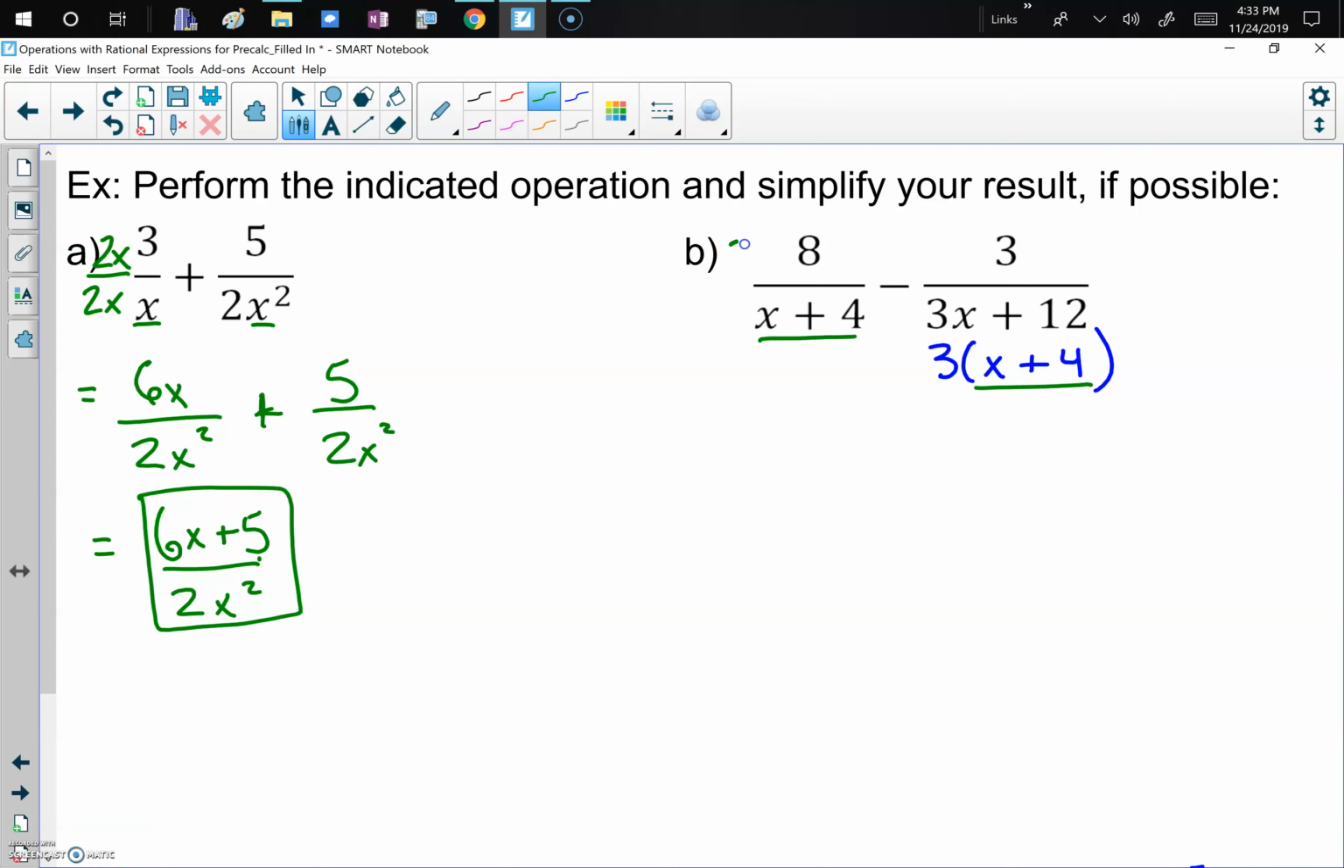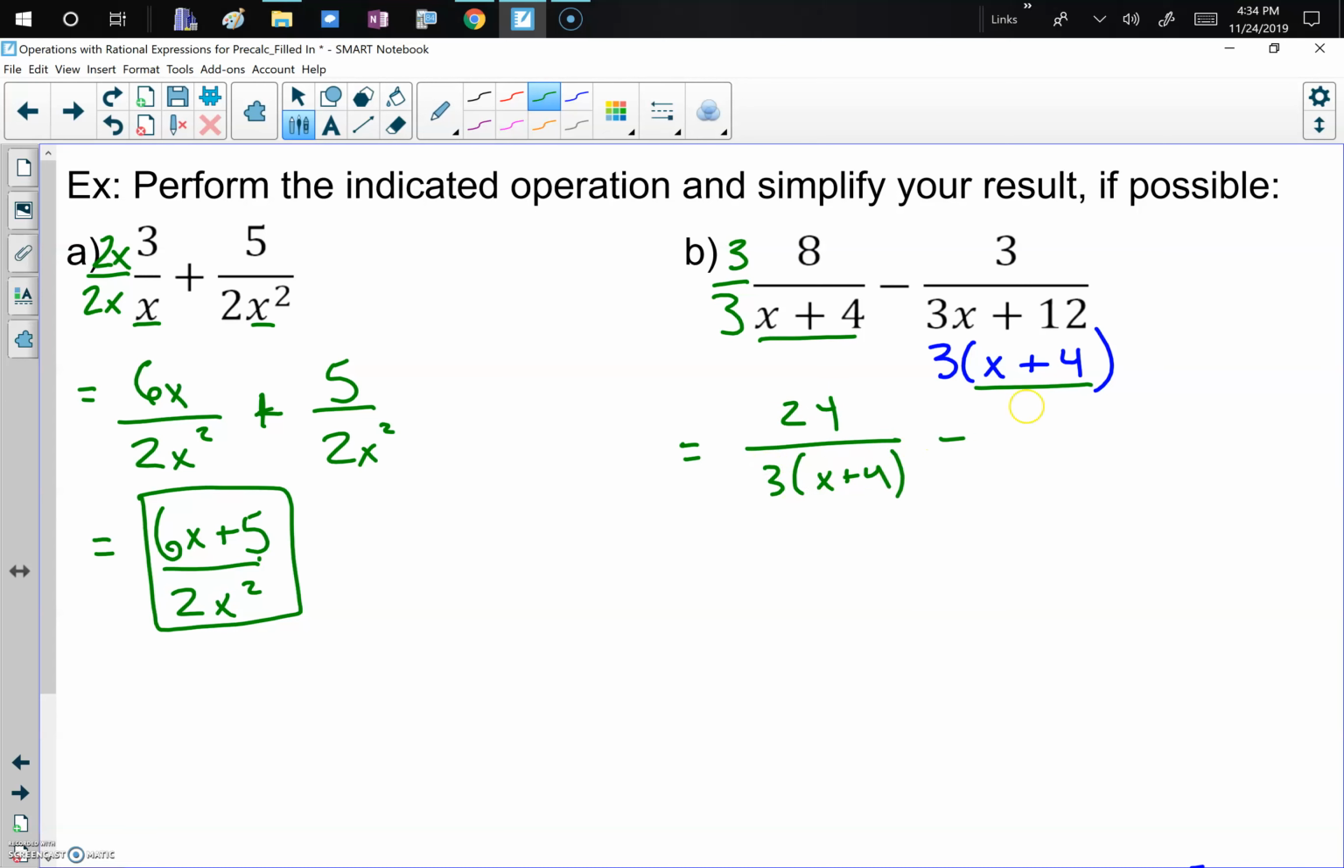My first fraction is just missing that extra factor of 3. So really, to get a common denominator, I just need to multiply the first fraction by 3. So 3 times 8 gets me 24. And I'm just going to leave it in the factored form.